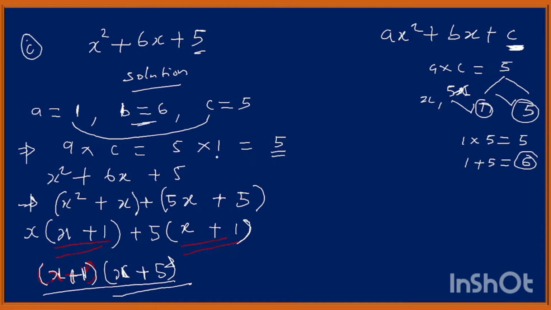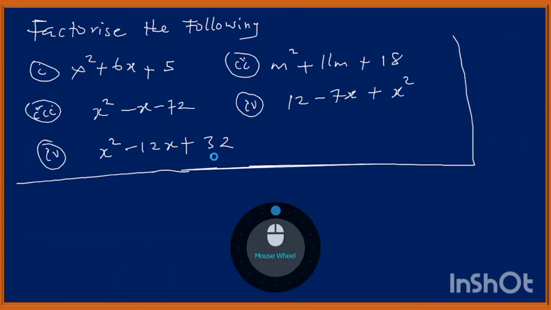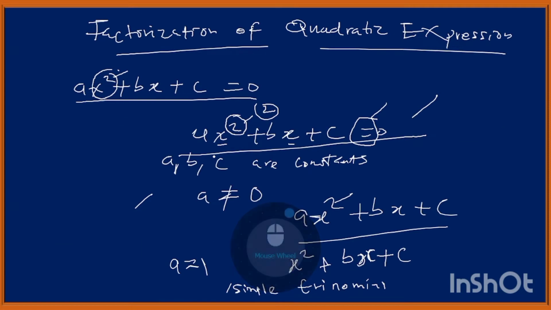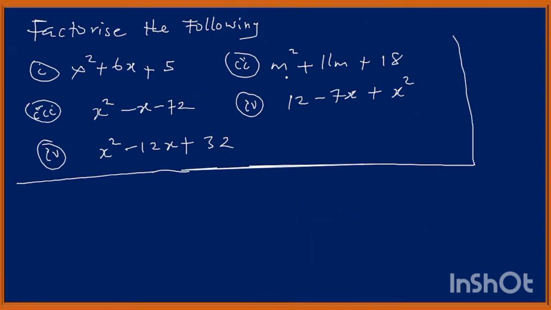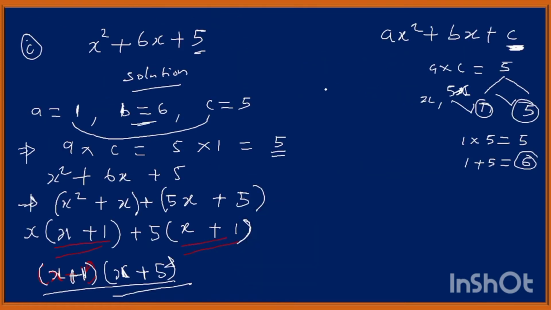Let's look at the next question for more understanding. So the next question is m squared plus 11m plus 18. m squared plus 11m plus 18.